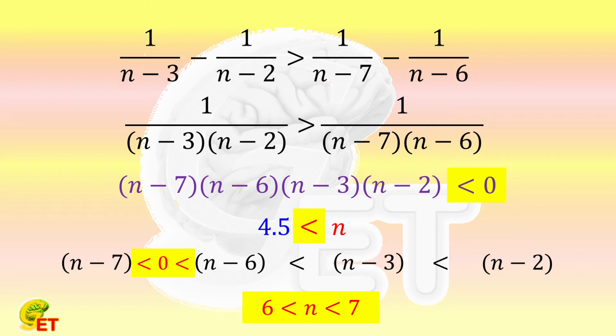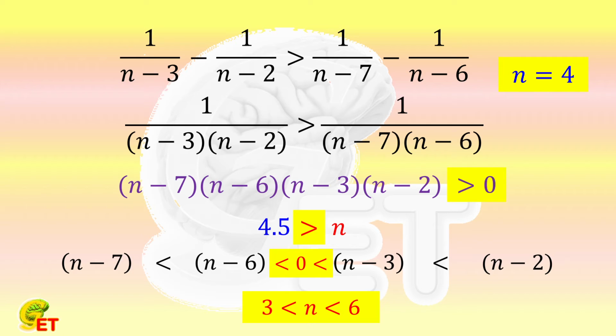0 is between n-6 and n-3. n is between 3 and 6. The product of the four factors is bigger than 0. And n is smaller than 4.5. Between 3 and 6, there is only one natural number that is smaller than 4.5, and that is 4. So n equal to 4 is the first solution we obtain.